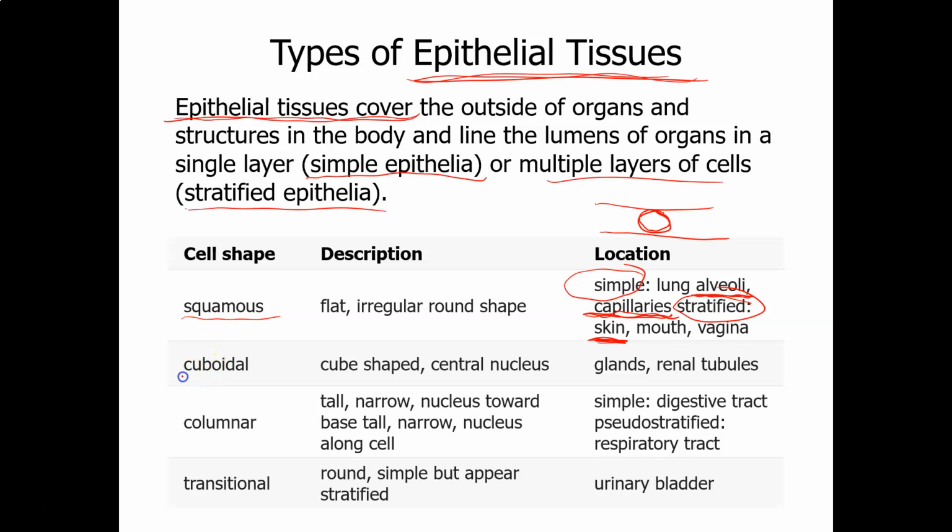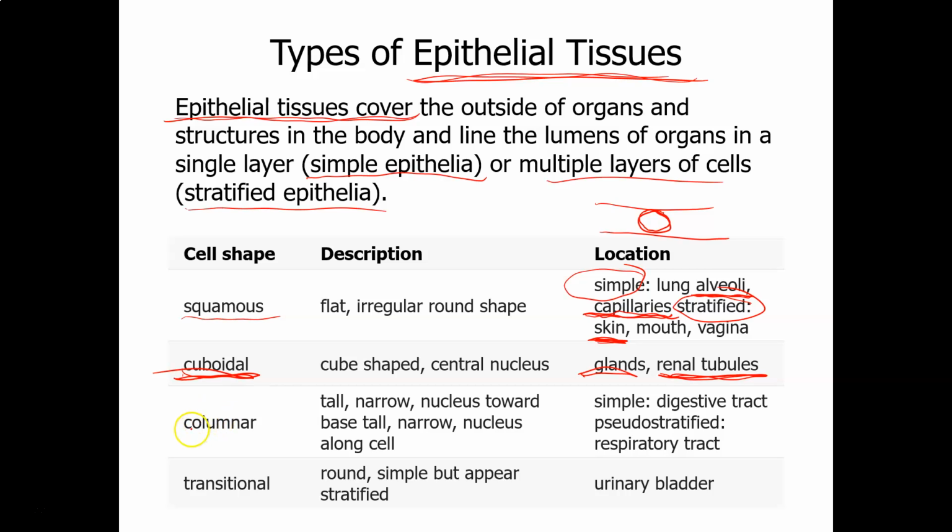Cuboidal cells are a little bit taller than squamous cells, but they're not really as tall as the columnar cells, so they're medium height, I guess you could say. We find simple cuboidal cells in many of our glands, and our kidney tubules are simple cuboidal.